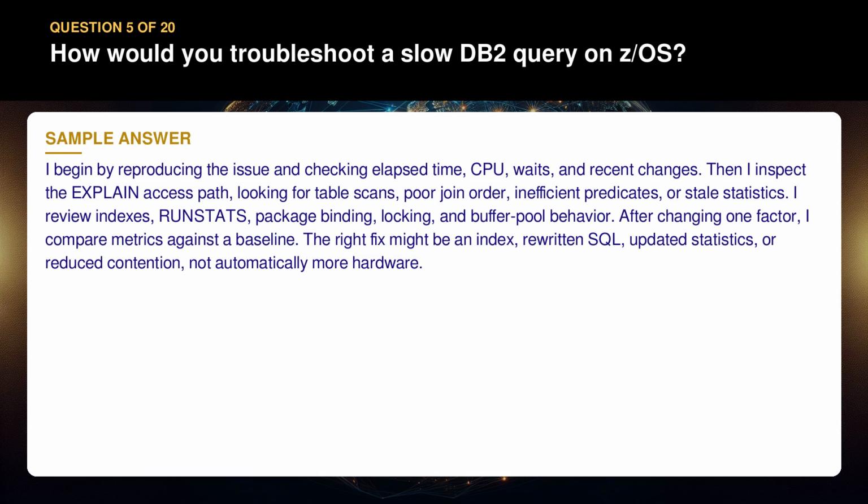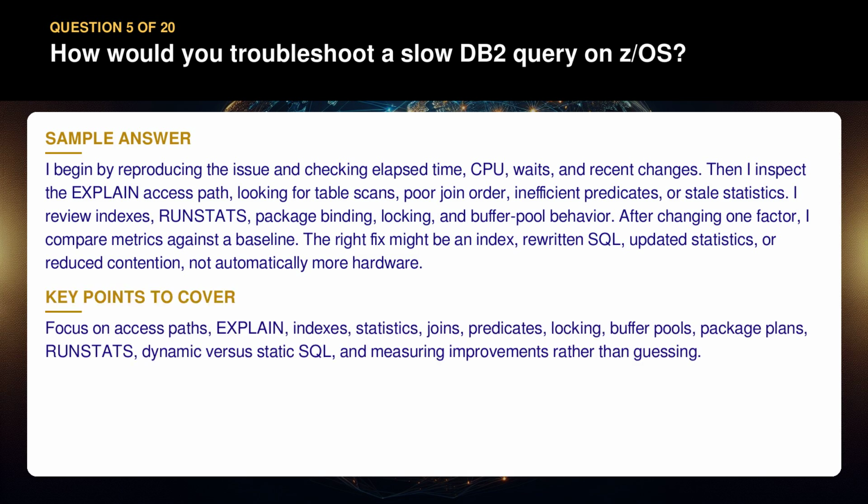The right fix might be an index, rewritten SQL, updated statistics, or reduced contention, not automatically more hardware. Focus on access paths, EXPLAIN, indexes, statistics, joins, predicates, locking, buffer pools, package plans, RUNSTATS, dynamic versus static SQL, and measuring improvements rather than guessing.